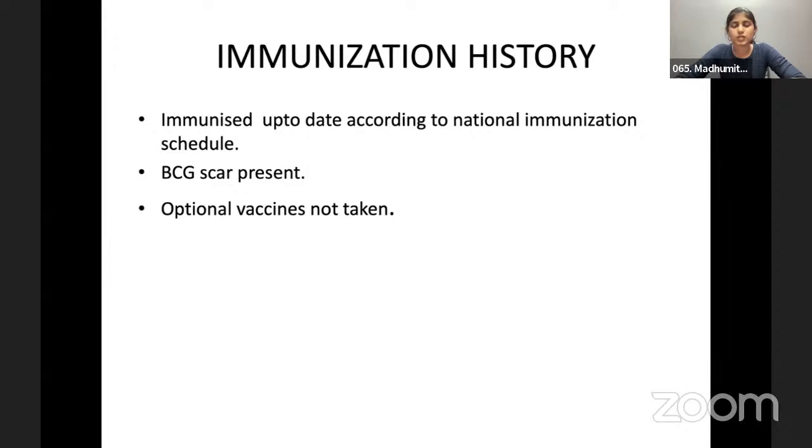Immunization history: immunized up to date according to the national immunization schedule. BCG scar was present. Optional vaccine is not taken. So here, what are the optional vaccines at 2 years? Hepatitis A vaccination. Very good. Haemophilus influenzae. Varicella vaccine. Good. Plus influenza.